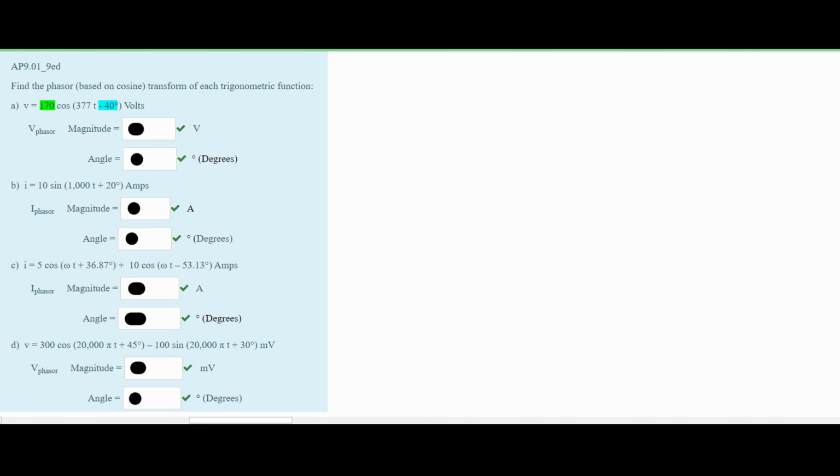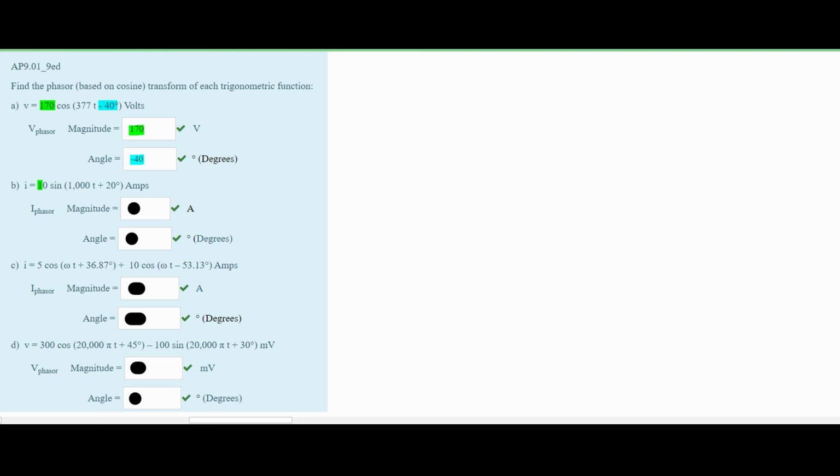For this problem, we don't have anything that we need to add or change because it's in this form. If we get rid of these black spaces, we're going to see that our magnitude is this 170 and our angle is negative 40 degrees. And this lines up perfectly with our given equation. Now we're going to do the same thing for part B.